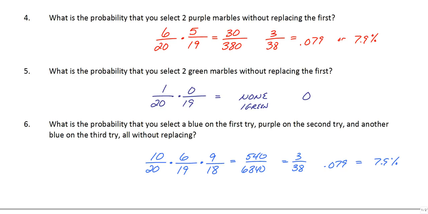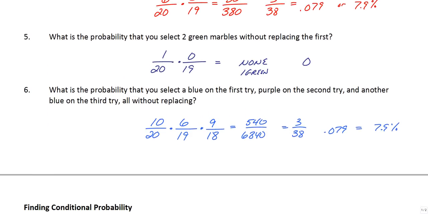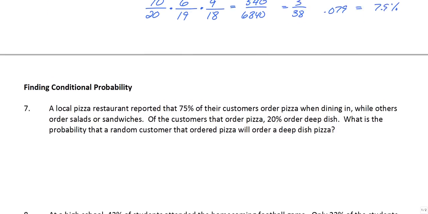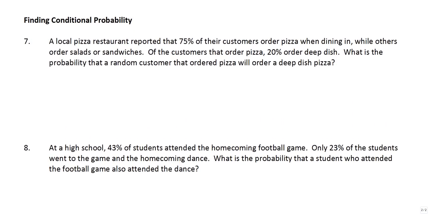That's independent versus dependent. So if they're independent and you're replacing, or it doesn't affect the outcome of the next, you just find the probability of each one and multiply them. If they are dependent on what happens first, you must think about what is left in the bag of marbles. Okay? Now, conditional probability.